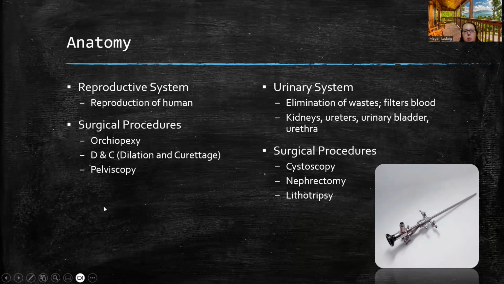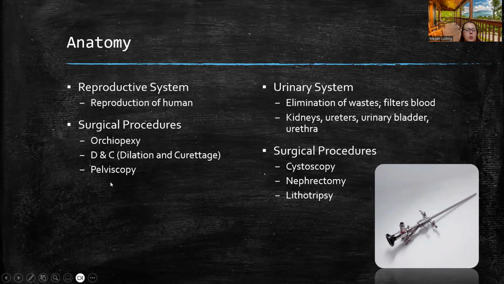D and C, here's another abbreviation you need to memorize. D and C stands for dilation. I've also seen it dilatation, same thing. Dilation and curettage means to dilate, in this case, the cervix, and to curette means to scrape. So you're going to scrape out the inside of the uterus. Usually these patients have maybe abnormal menstrual cycles or painful, difficult menstrual cycles. So this will actually help with that by scraping out that endometrial lining of the inside of the uterus.